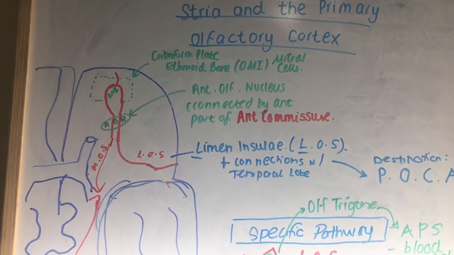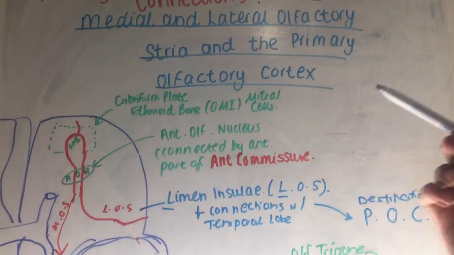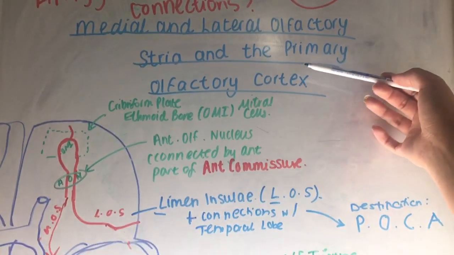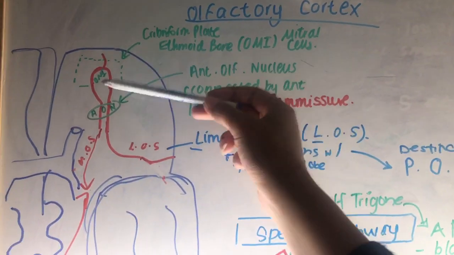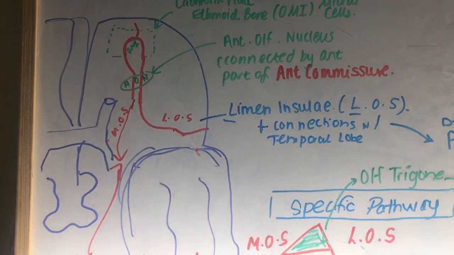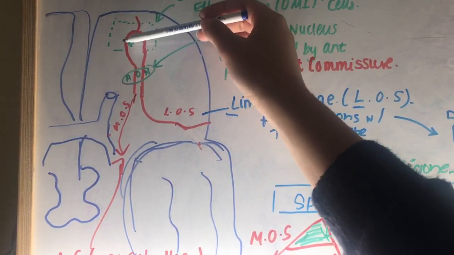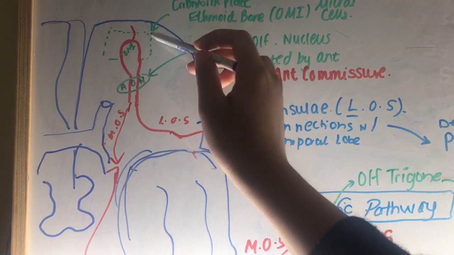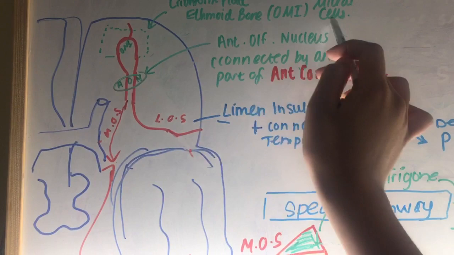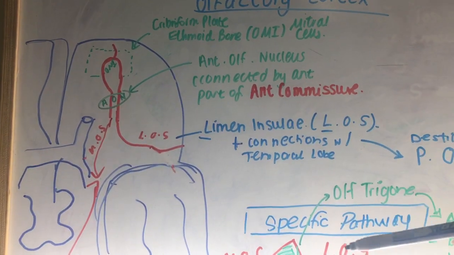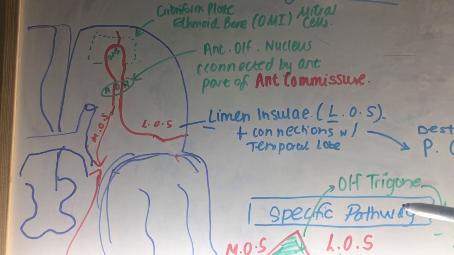So here we're having a look at the medial and lateral olfactory stria, and actually the primary olfactory cortex as well. So we start with what this is. This is kind of like the inferior view, and you can see the olfactory bulb come here. Now we've already discussed how the olfactory bulb lies within the cribriform plate of the ethmoid bone, and that was like comparing a baby's head to lying in a crib.